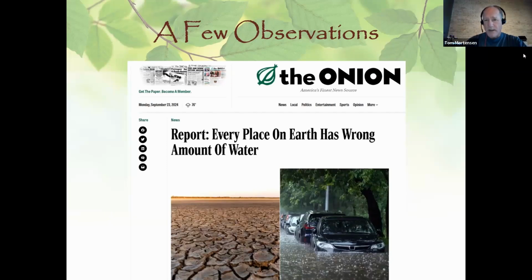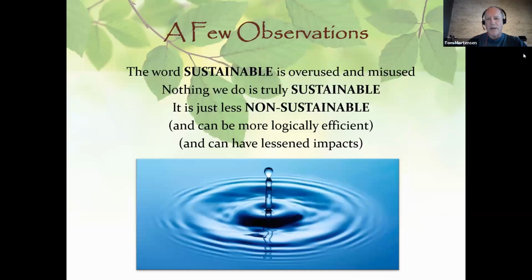Also, The Onion, the spoof newspaper, I came across this the other day. Every place on earth has the wrong amount of water. And, to some degree, that's probably true. But I think, again, it just creates more awareness about our relationship with water. The word sustainable, we use it a lot, and I think it's a very tribal term. I personally think it's overused and misused.